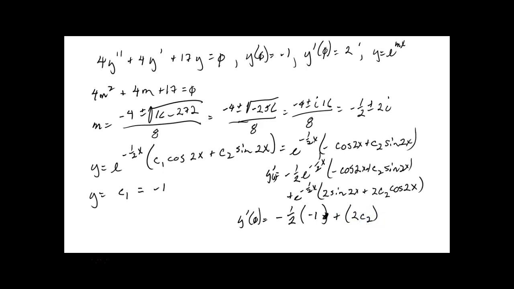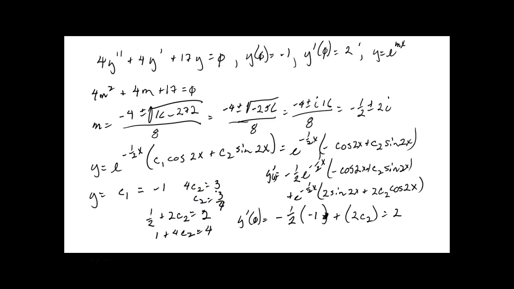And that's equal to 2, because the second initial condition says y prime of 0 is 2. So now we've got 1/2 plus 2C2 is equal to 2. Let's multiply everything by 2. You get 1 plus 4C2 is equal to 4. Get rid of that 1. So 4C2 is equal to 3, and C2 is equal to 3 over 4.